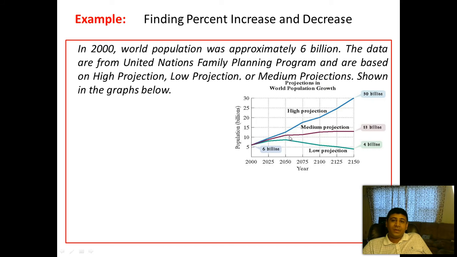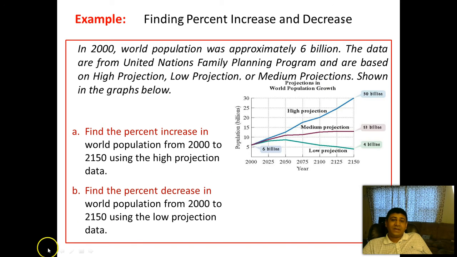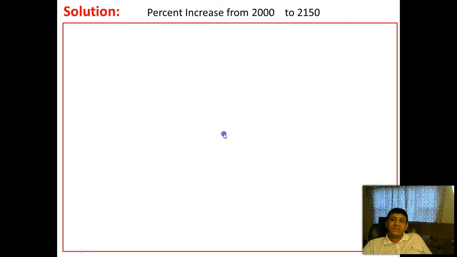Let's come to the point here. Our goal is to find the percent increase in the world population from 2000, from here, to 2150 there, using the high projection. That means we are following this blue curve there. So we have to pay attention to what was in 2000, which is 6 billion. What is in 2150? It's 30 billion. Let's find the percent increase from there to there. The second thing is we have to find the percent decrease if we follow the low projection. So we'll do both of these things here.